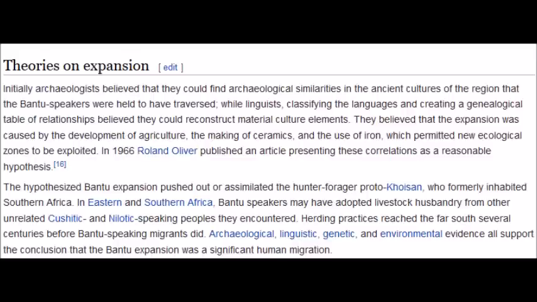Interesting. So if it was so significant, why then can't you hypothesize where the Bantu people originated from before the Bantu expansion began? But you didn't hear that from me, though.